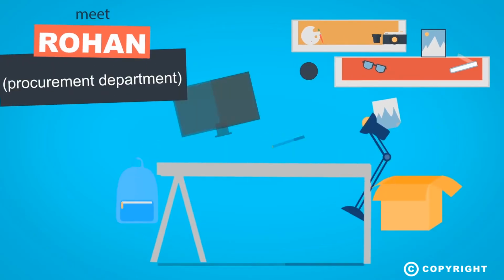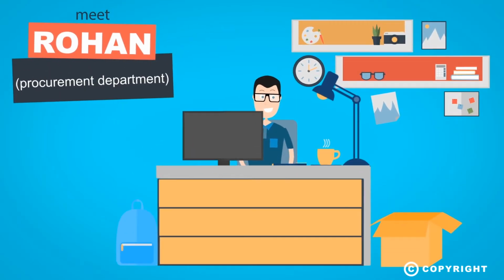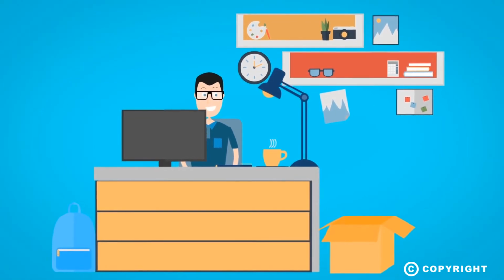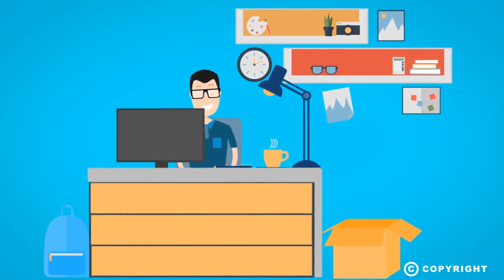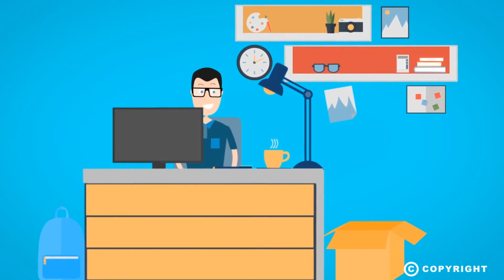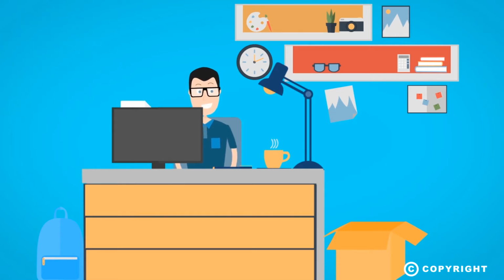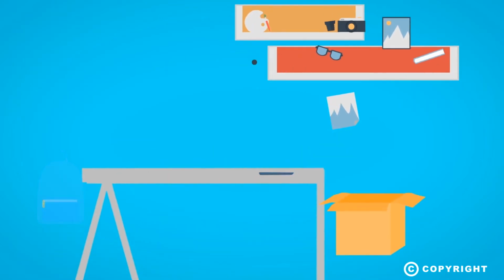Meet Lokesh's colleague, Rohan. Rohan is from the procurement department. He is expected to handle the compliance for direct material procurement when the proposed e-way bill is implemented. He is handling e-way bill compliance for all the material procured from different suppliers.